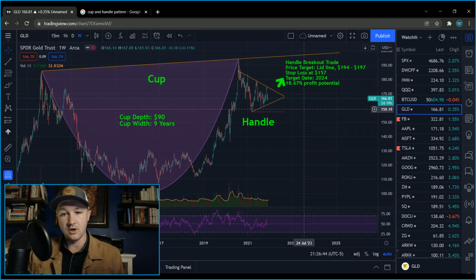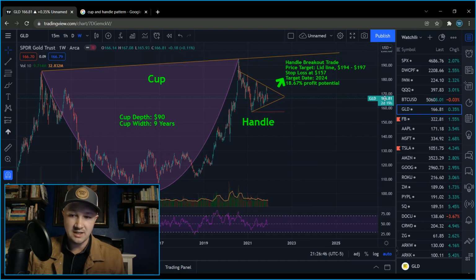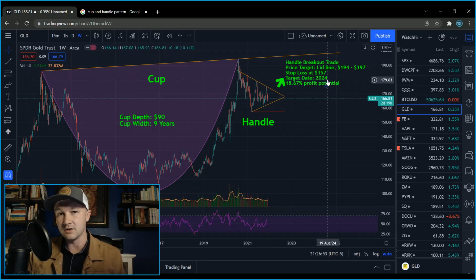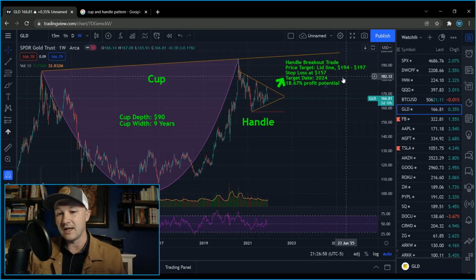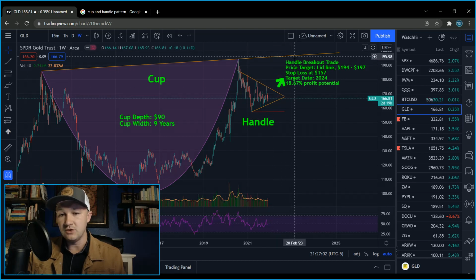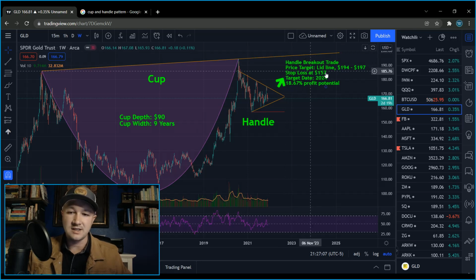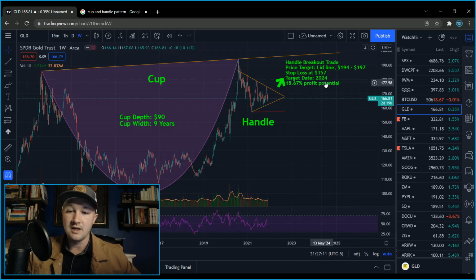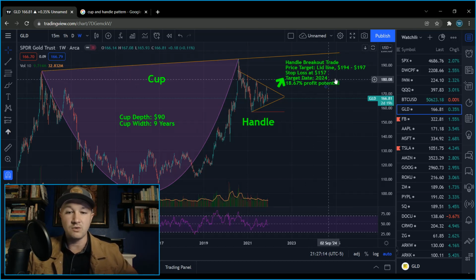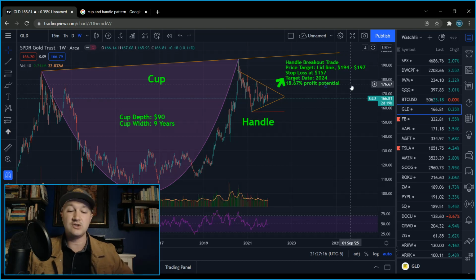Okay, so we currently see the GLD at a price of $166.81. That stop loss down there is at about $157. So if we break down below that, if we break down under 157, I would get out. But this handle should continue to the upside and go to this lid line right here. And that lid line, depending on how long it takes to get there, should be in that $194 to $197 range, right?